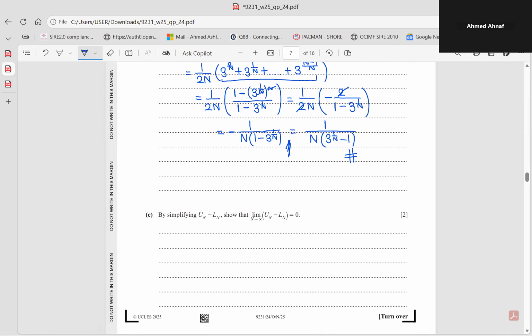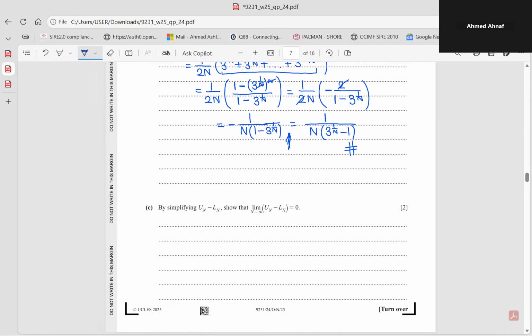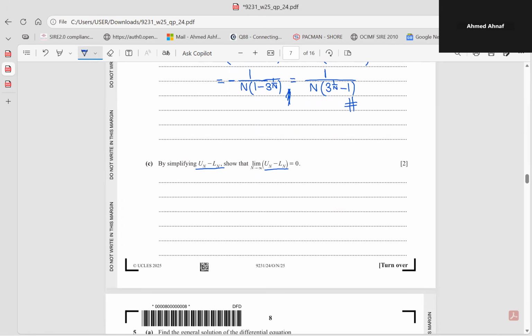Let's move on to the last part. For this last part, we are told that by simplifying u_n minus l_n, we should show that the limit as n approaches infinity of this is equal to 0. So let's find out what u subscript n minus l subscript n is.